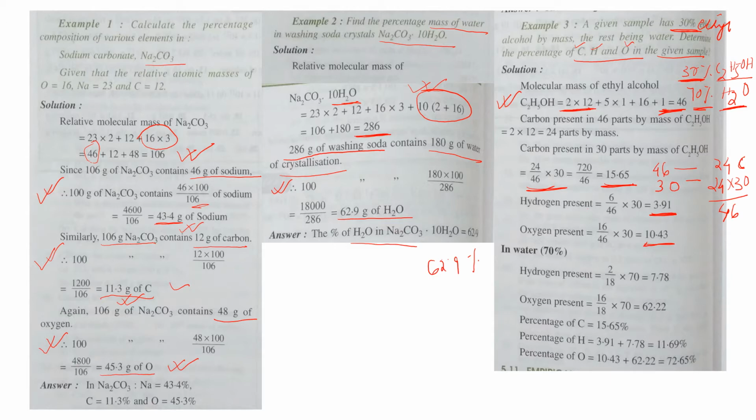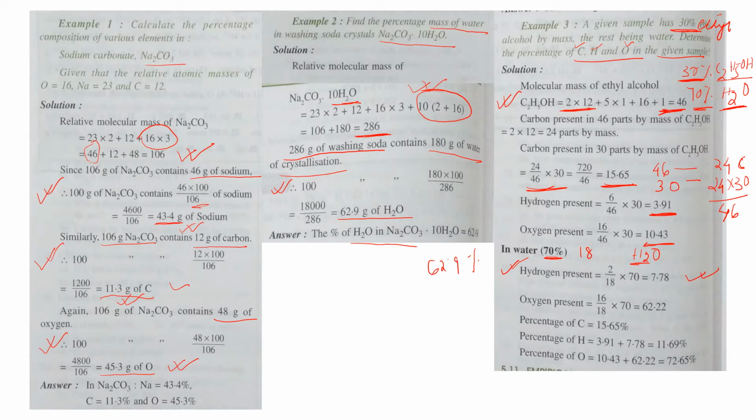Similarly, you have to find out for 70% of water, that means 70 parts. Now, you all know that the molecular mass of water is 18. So find out for hydrogen, that is in water H2O, that means 2 hydrogen. 2 by 18 into 70 because 70 gram water is there, 70 parts of water is there. So 2 by 18 into 70, that is coming to 7.78.